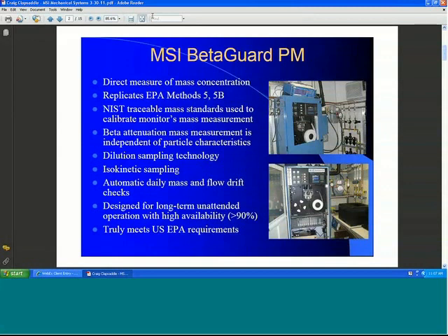The instrument does automatic daily mass and flow drift checks as required by the performance specification, and we're seeing very good long-term unattended operation of the instrument. It's not a high-maintenance sampling system or instrumentation, and we're getting fairly high data availability. All of our installations are getting greater than 90% data availability. Next slide, Bob.